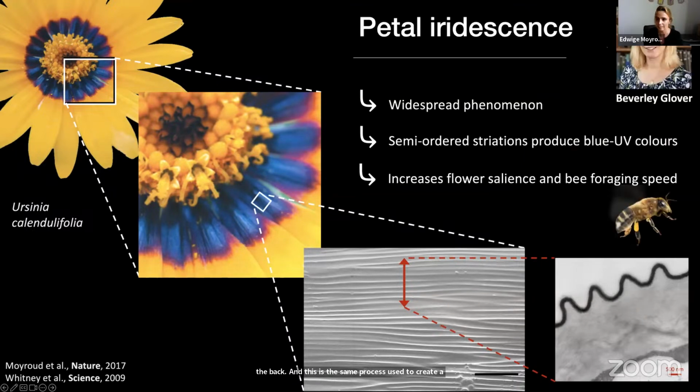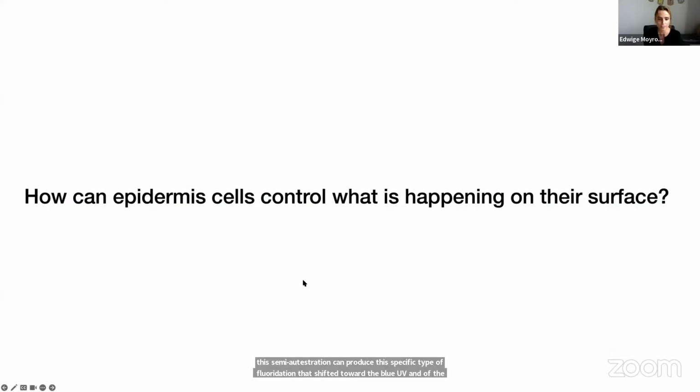And during my postdoc in the lab of Beverly Glover, we showed that this is actually quite a widespread trick that is used by a range of flowering plant species across the phylogenetic tree of angiosperms. This semi-ordered striation can produce a specific type of iridescence that shifts toward the blue UV end of the spectrum. And this signal can increase flower salience and foraging. But the next question is really, how can epidermis cells control what is happening on their surface?